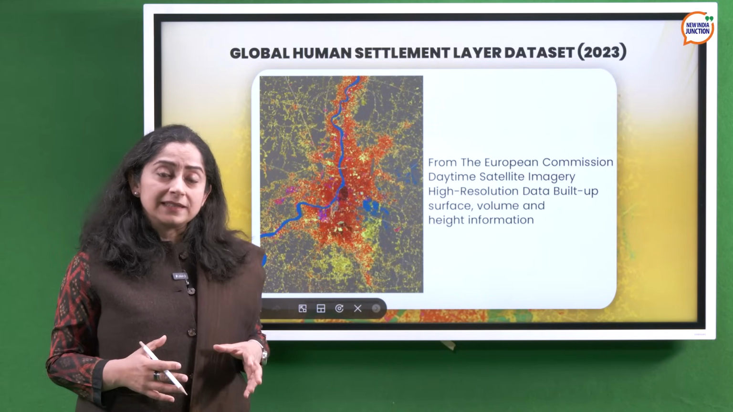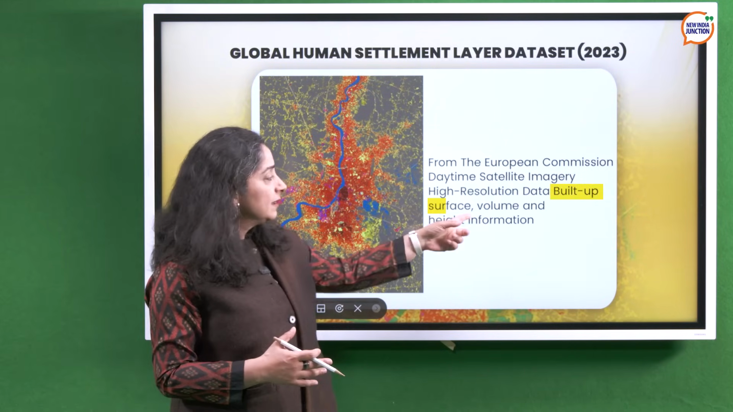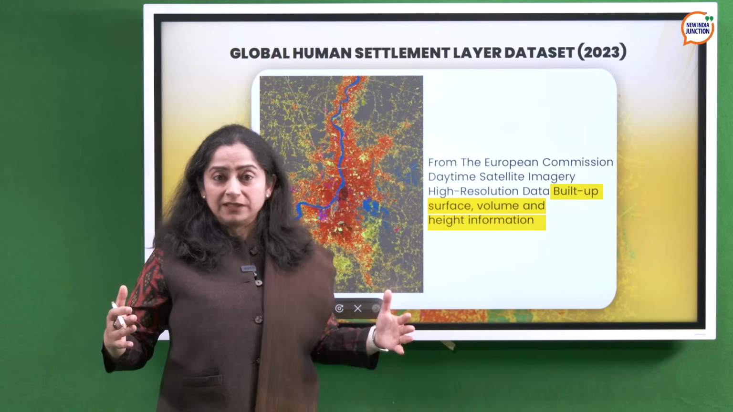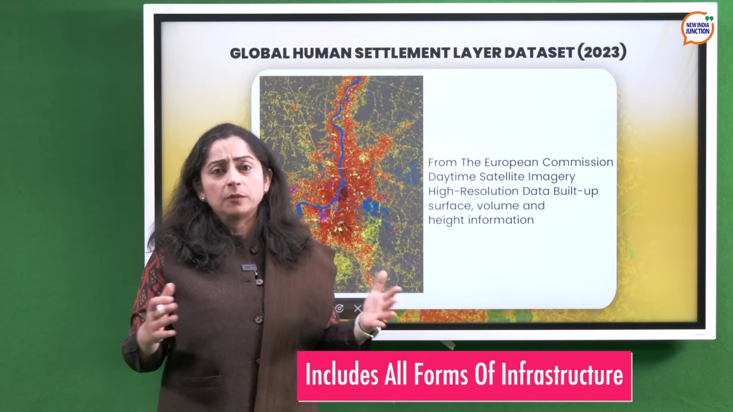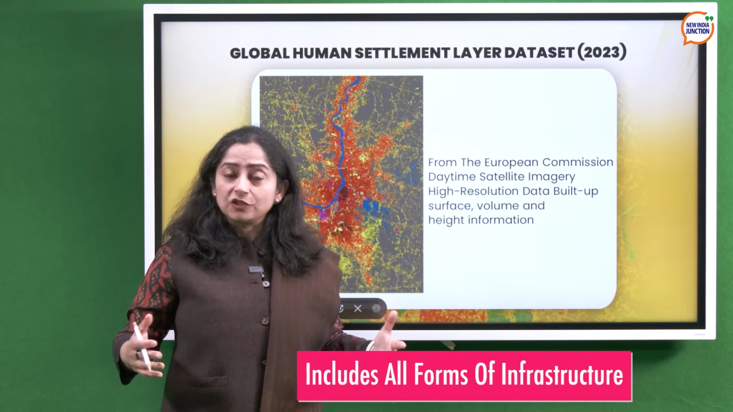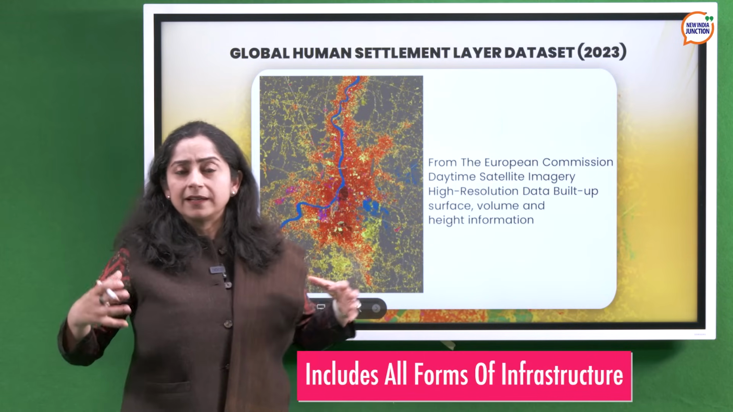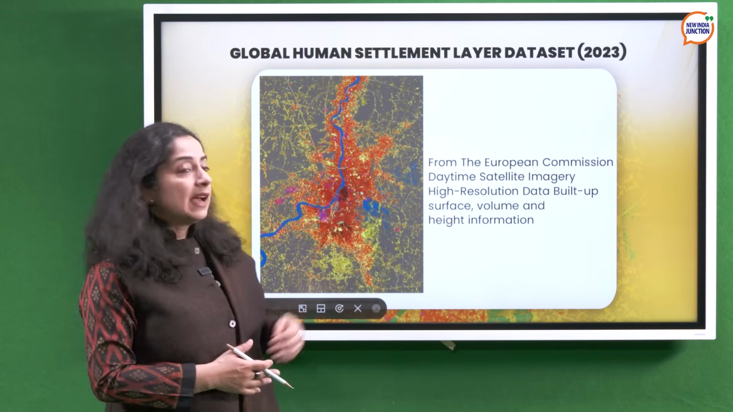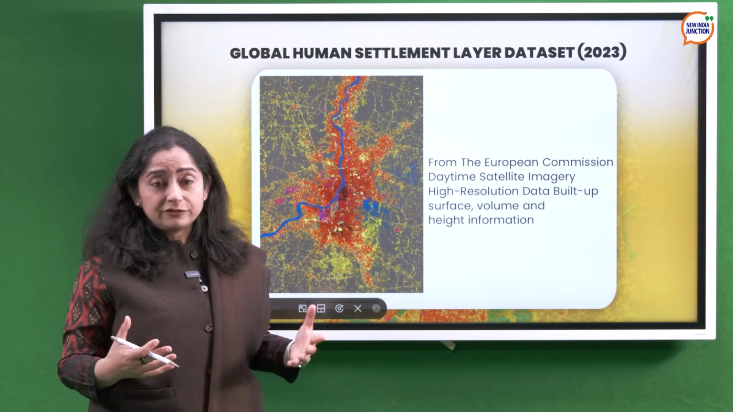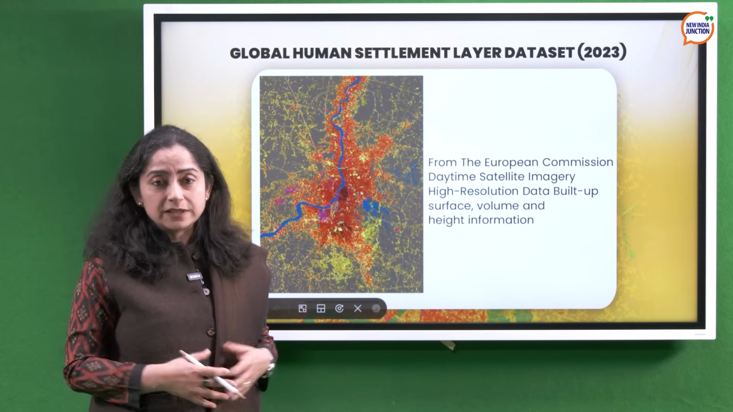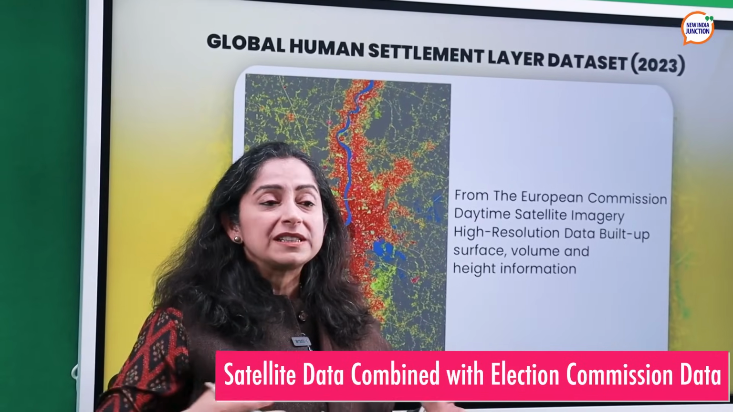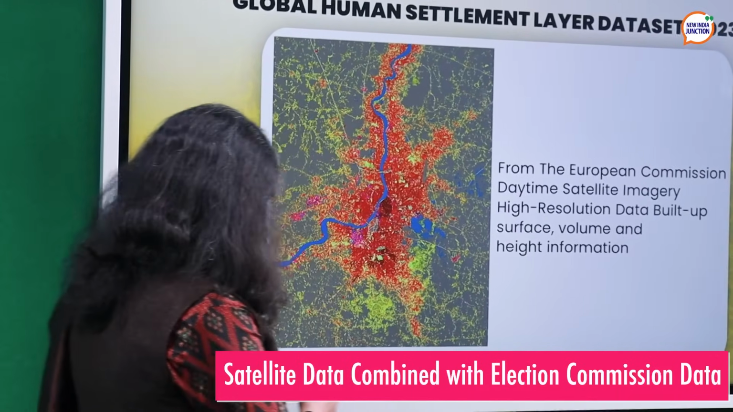What we analyze in this paper is basically the built up surface area, including the volume and the height of everything that is built up. This includes roads, all forms of infrastructure, buildings, residential, non-residential. So, everything that is built up that a satellite can picture during the daytime. This is as good data as it can get in terms of objective changes within a surface over time. The other novelty in the study is that we are combining this and what is happening over time with the election commission data.